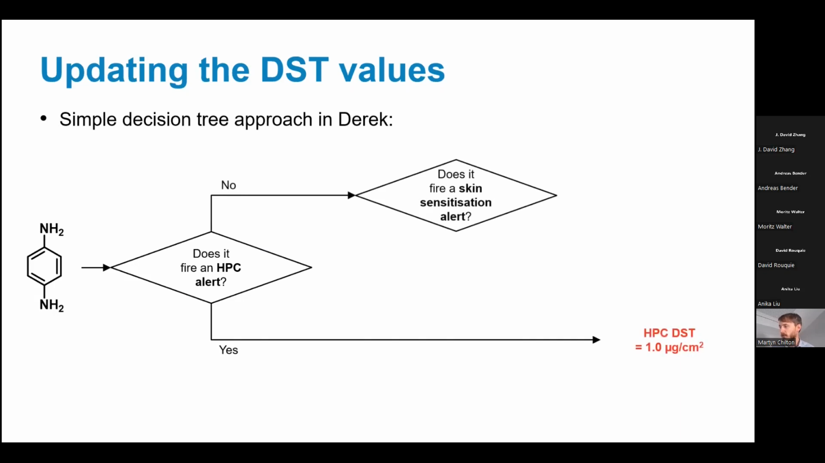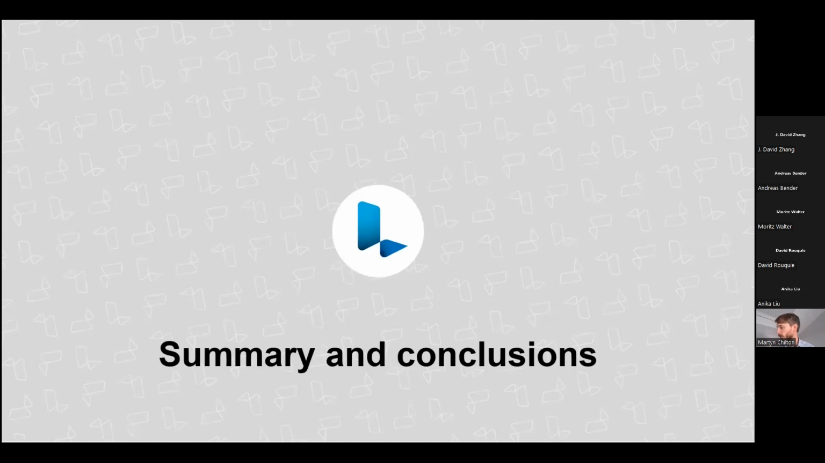If not, does it fire a normal skin sensitization alert? If it does, then it's reactive, and you should apply that DST of 73 micrograms per centimeter squared. And if not, it's non-reactive. You should apply the 710 micrograms per centimeter squared. So hopefully that's a relatively straightforward way of applying this in the real world.